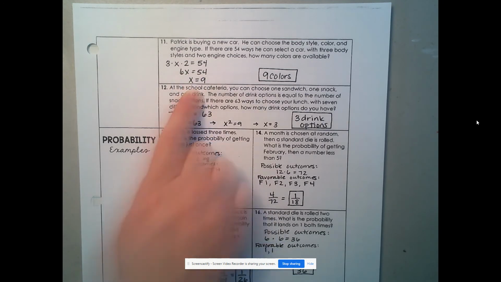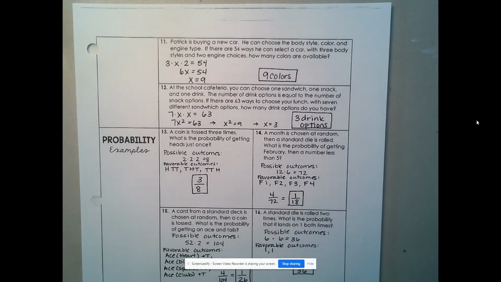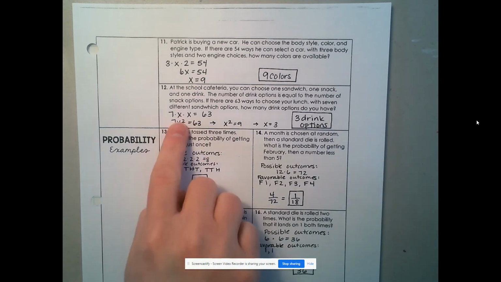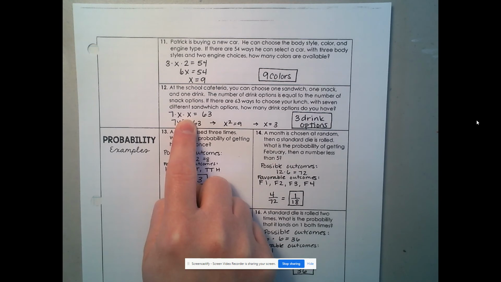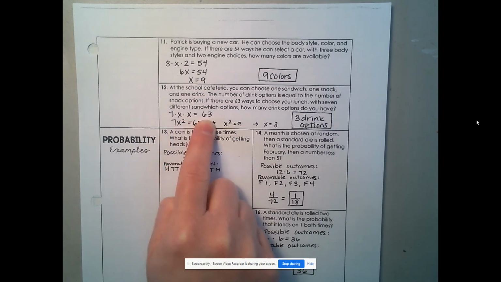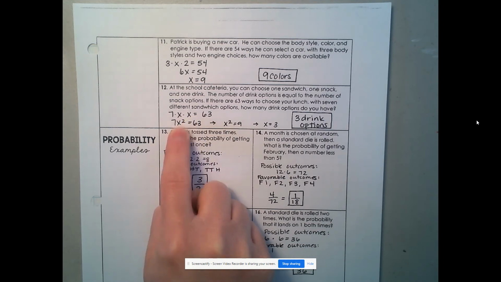there are 9 colors. At the school cafeteria, you can choose 1 sandwich, 1 snack, and 1 drink. The number of drink options is equal to the number of snack options. So we know that these 2 things that are missing when we get to the question, how many drink options do we have, they have to be the same variable. So I had 63 ways to choose your lunch, 7 sandwiches, and then times X drinks and times X snacks. So 7 times X squared, going to be a 2-step equation.